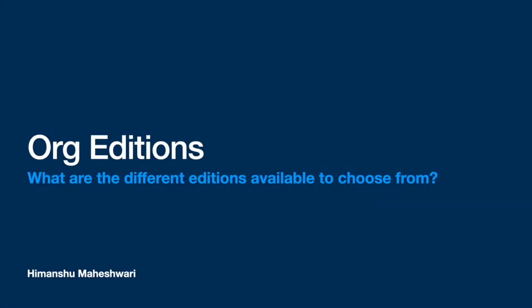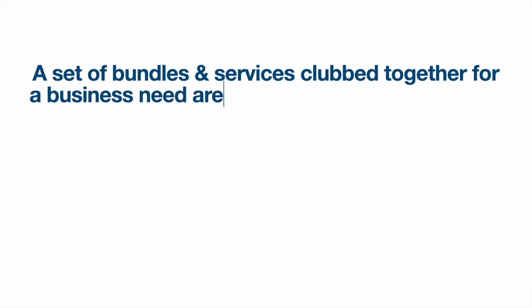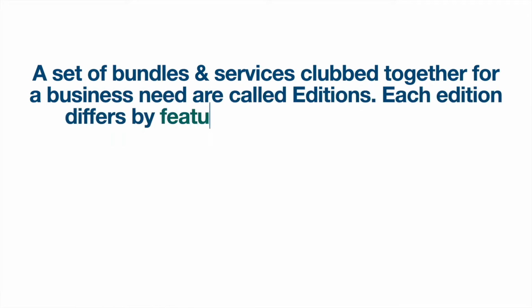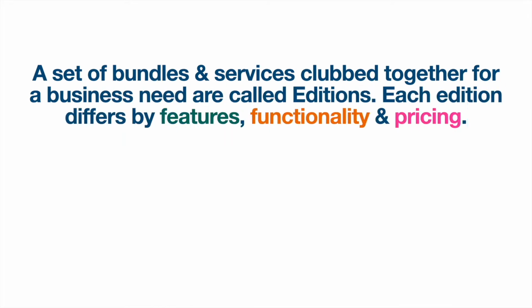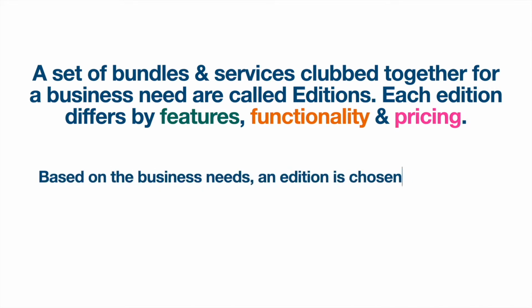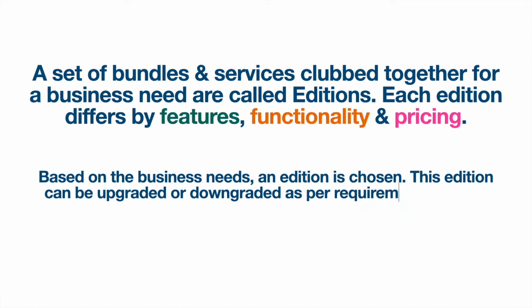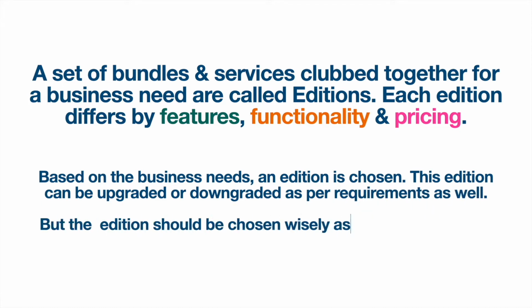Alright, so let's talk about the org editions now. What are the different kinds of editions available to choose from? So a set of bundles and services, if clubbed together for a business need, are called editions. Each edition differs by features, functionality, and pricing. Now, based on the business needs, an edition is chosen. This edition can be upgraded or downgraded as per the requirements.